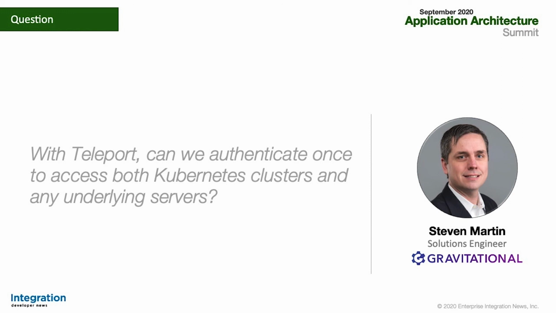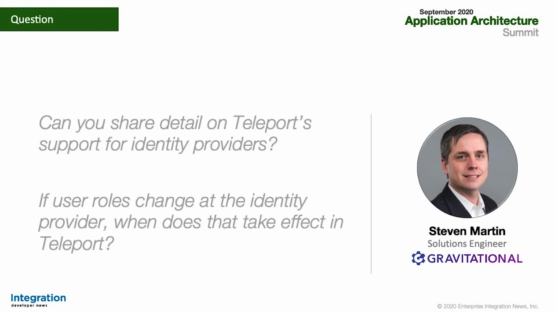Fantastic. I mentioned a few minutes ago the idea that you had some great real-world situations. Here's a question that came up. You mentioned your support for identity providers. If a user's role changes at their identity provider, when does that take effect in Teleport? So we're authenticating against the provider, and they're sending the traits or claims back to us. So the next time that they authenticate, that's when we'll apply those particular roles as well as the metadata you saw.